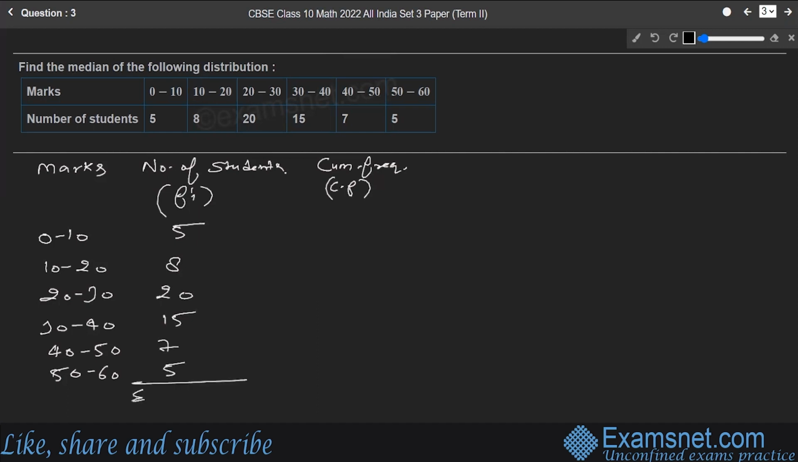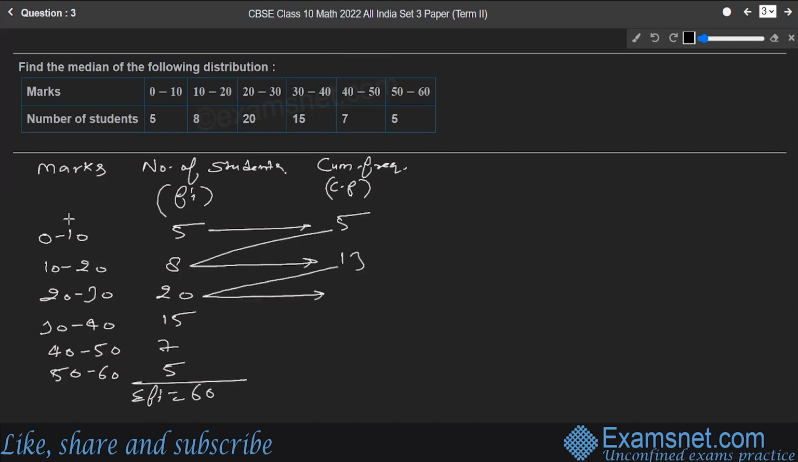Let us find the summation of the frequency. If you add all these numbers together, summation fi comes out to be 60. Now let us see what we can do. For the cumulative frequency, the first will be as it is, 5. Next will be 5 plus 8, that is 13. Next will be 13 plus 20, that is 33. If we keep adding like that, 33 plus 15 will be 48, 48 plus 7 will be 55, and 55 plus 5 will be 60. So this is the cumulative frequency column. Now the summation is coming out to be 60.